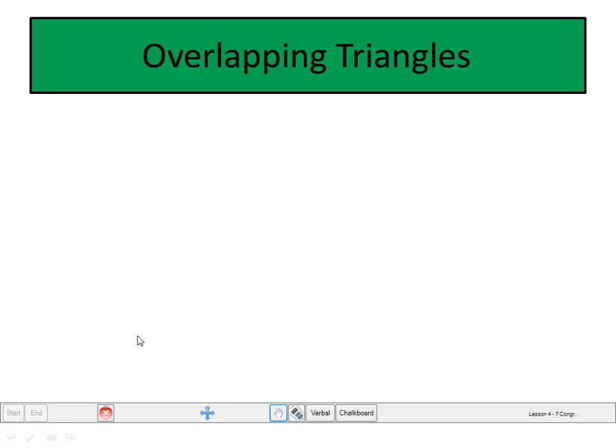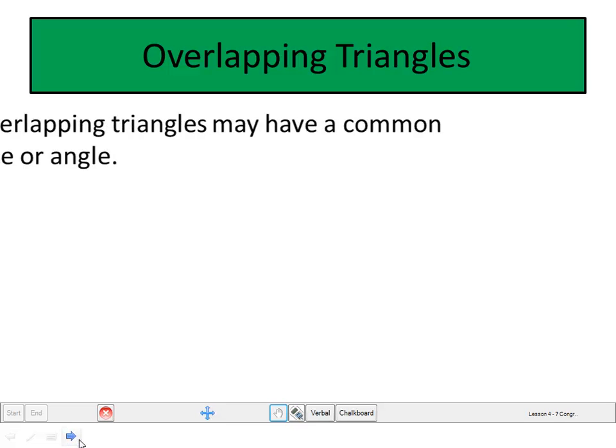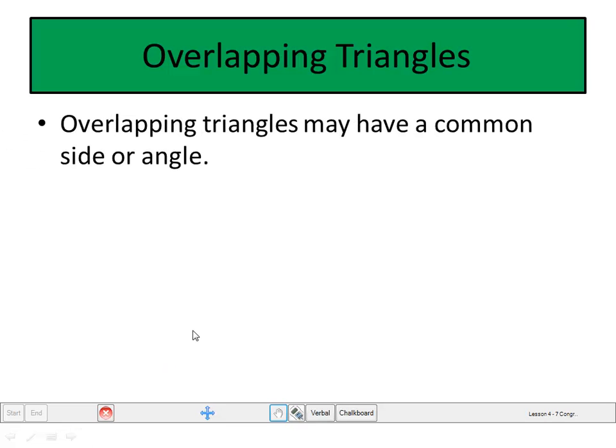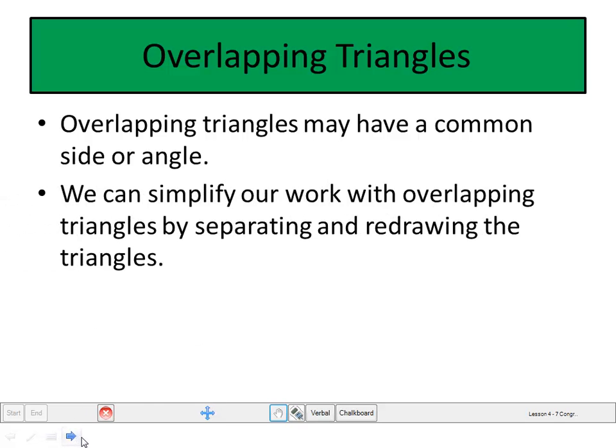So, what do you guys think of when you hear the word overlapping? On top of the other, overlaps. Yeah. Very good. So, overlapping triangles are triangles that have a common side or a common angle. They're going to overlap each other today. A lot of times you can simplify your work with overlapping triangles if you separate them and redraw them. So we're working with overlapping triangles today.